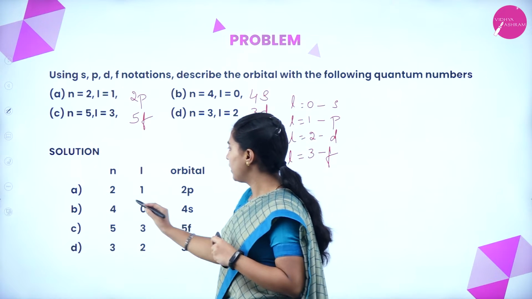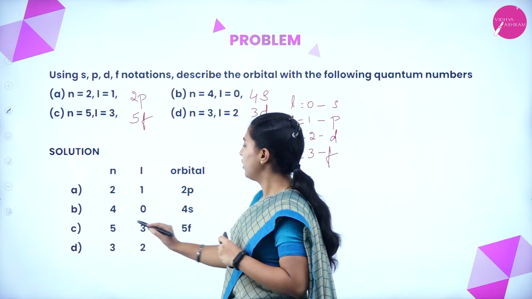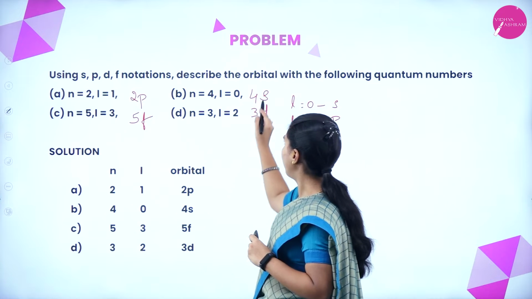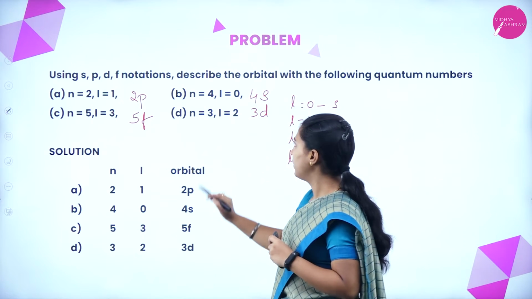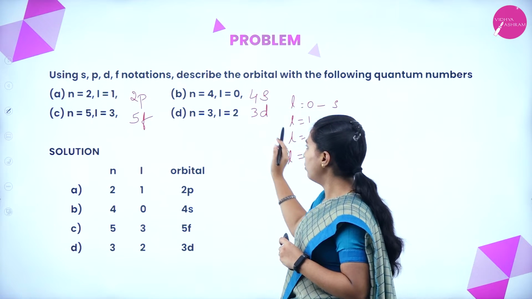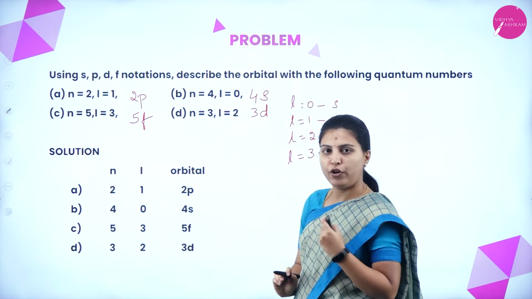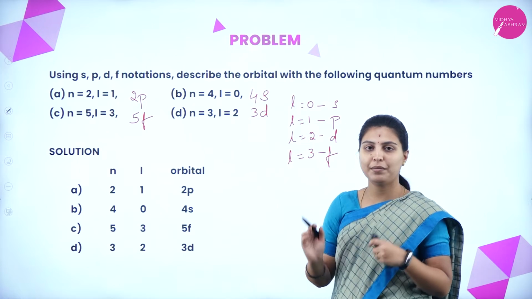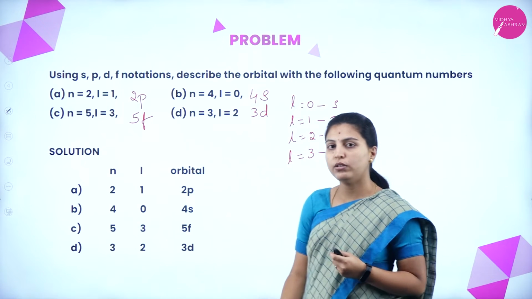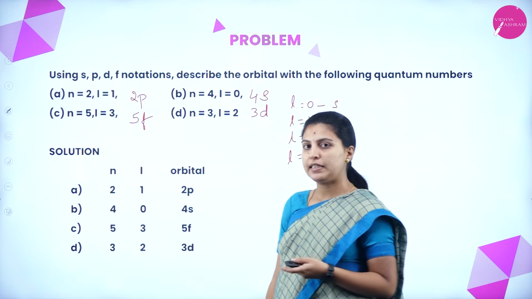When we cross check, 2, 1 is 2P here, 4, 0 is 4S, 5, 3 is 5F, N 3, L 2, that is 3D. For which orbital will it belong? Like this we have to calculate. This is a simple problem, and you can see problems like this.